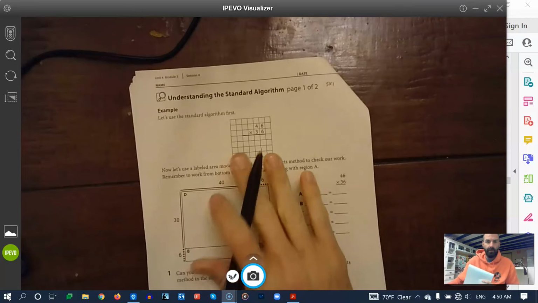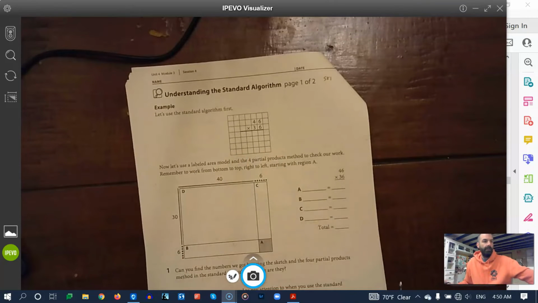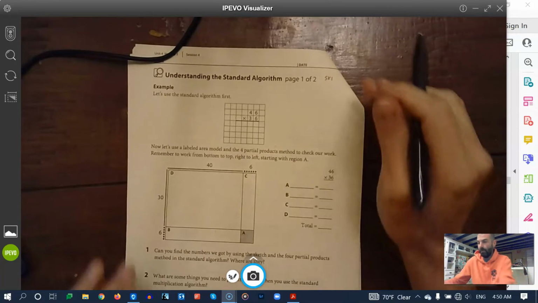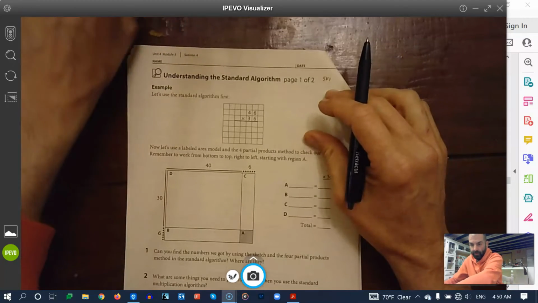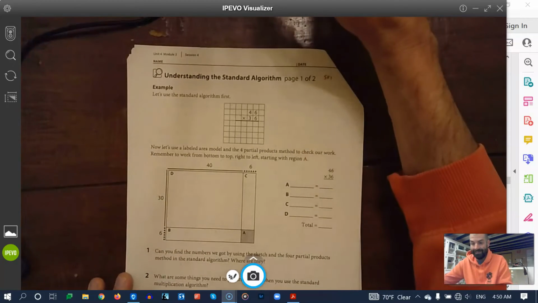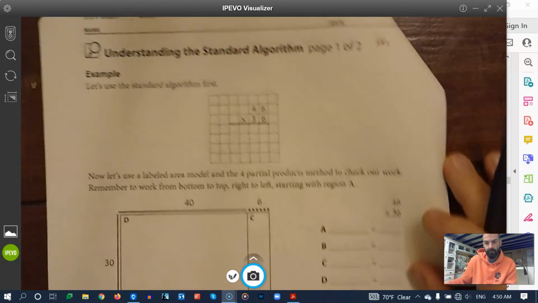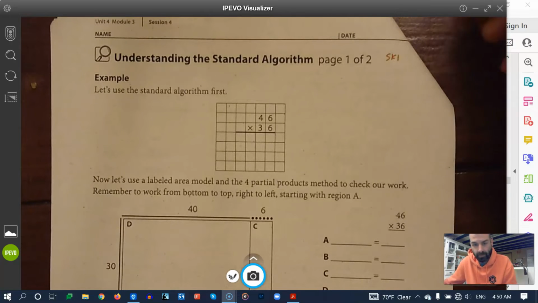All right, now we're going to go into our problem and investigation packet. We're going to be looking at understanding the standard algorithm, page 1 of 2. I'm going to go through an example. If you are feeling excited and you want to try this yourself first, please do, and pause the video and go for it.